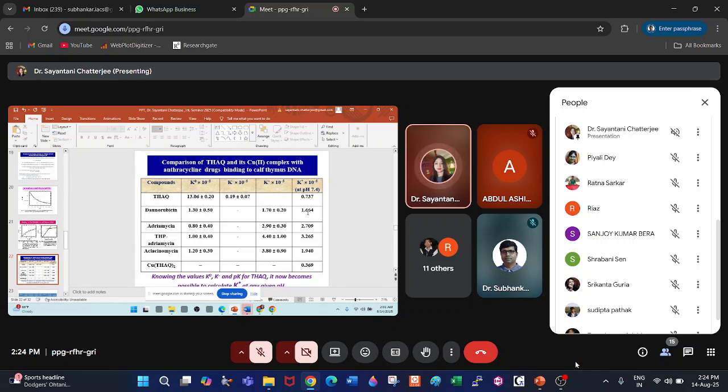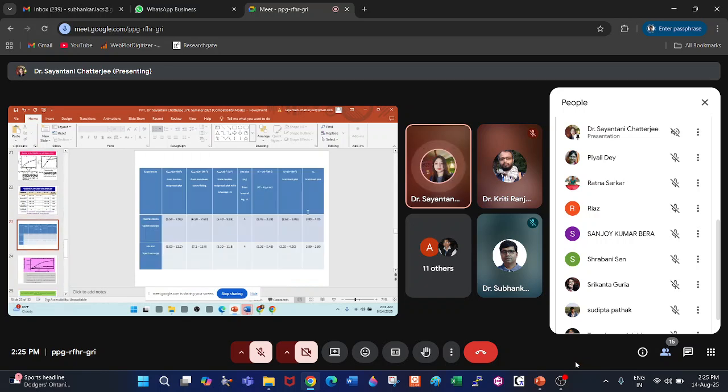But in the case of THAQ, it is less costly, and the superoxide formation is much lower than that of the anthracyclines, which is mainly responsible for the cytotoxicity as well as cardiotoxicity. Now, in the case of the copper complex, we have got DNA binding values comparable with those of the ligand.